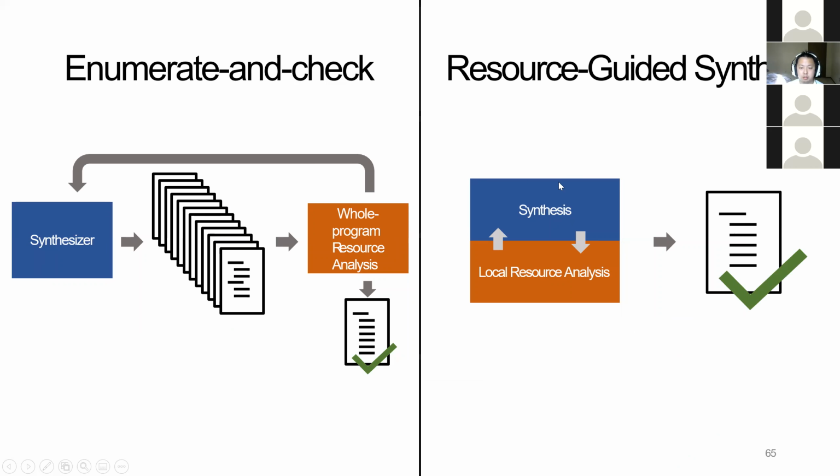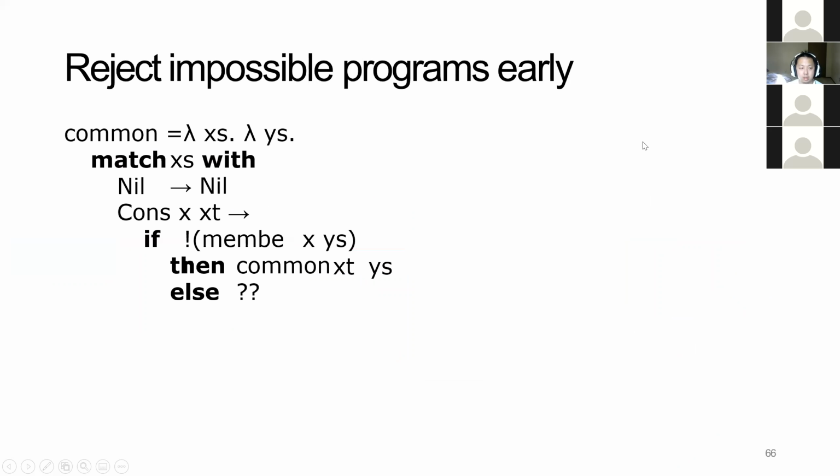Another possible approach is using a local resource analysis, called ResourceGuide Synthesis, which analyzes the resource usage when we search for the chain, and we can reject impossible programs early. Okay, still in these programs, assume that we are searching for the implementation of common, and you can see this is a partial implementation. There is still a hole here, but we don't need to find the implementation of this hole.